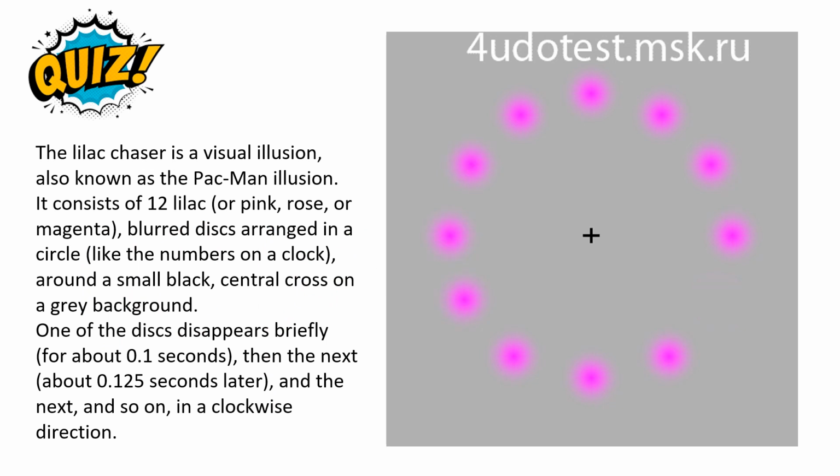The lilac chaser is a visual illusion, also known as the Pinna illusion. It consists of 12 lilac, or pink, rose, or magenta, blurred discs arranged in a circle, like the numbers on a clock, around a small black, central cross on a gray background. One of the discs disappears briefly, for about 0.1 seconds, then the next, about 0.125 seconds later, and the next, and so on, in a clockwise direction.